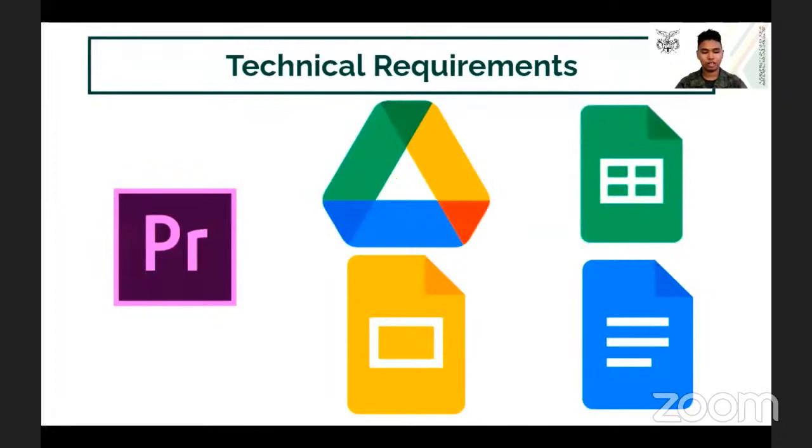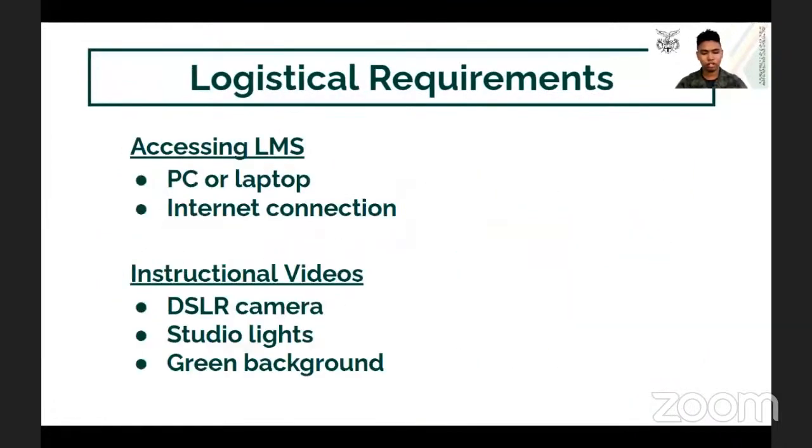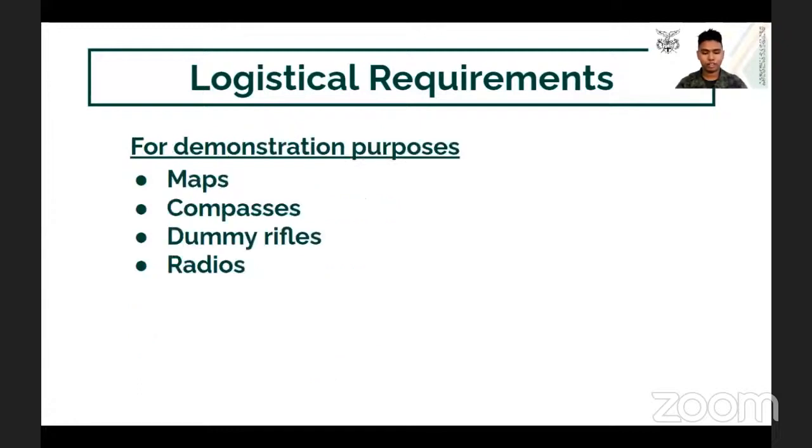Adobe Premiere Pro is the video editing application we use for creating our own video materials, which we upload to our YouTube channel. Google applications are used for other types of assessments, such as essay writing, file submissions, and others. Our logistical requirements for implementing online ROTC mainly consist of personal computers or laptops and internet connection for accessing the learning management system. For creating instructional videos, we use a DSLR camera, studio lights, and green background for easy video editing. Other training materials such as maps, dummy rifles, compasses, and radios were used for demonstration purposes.